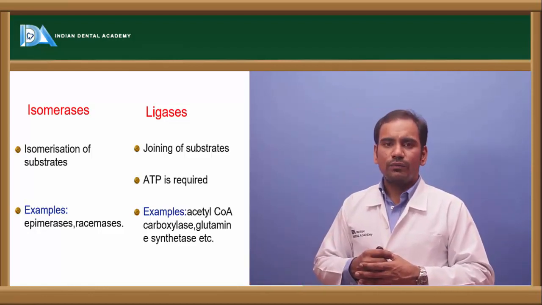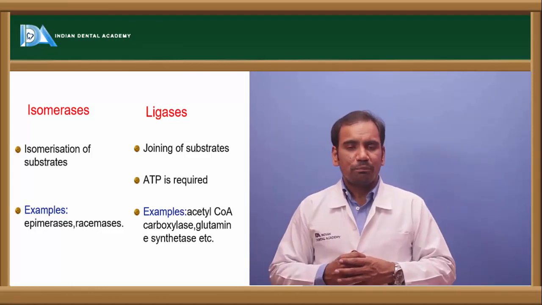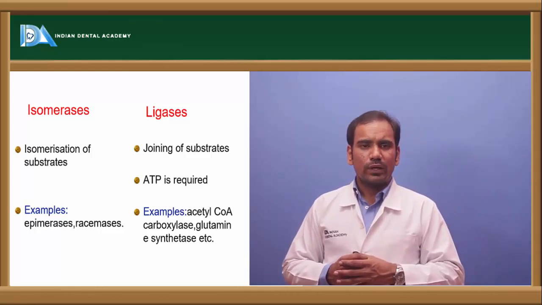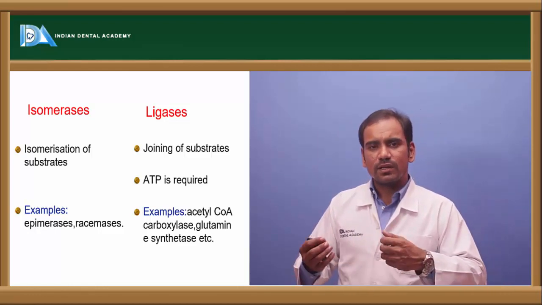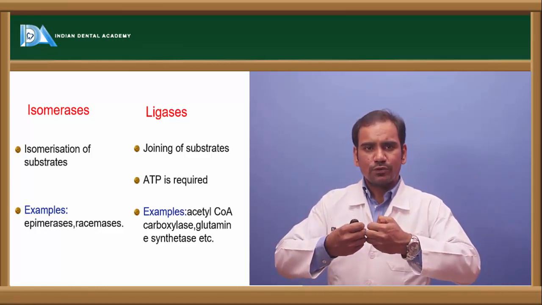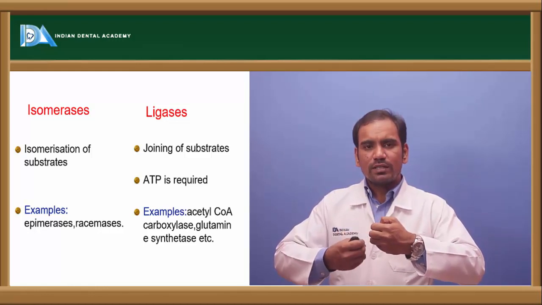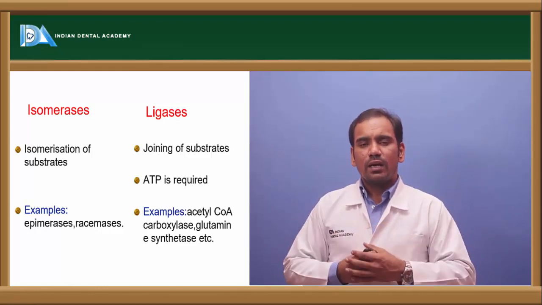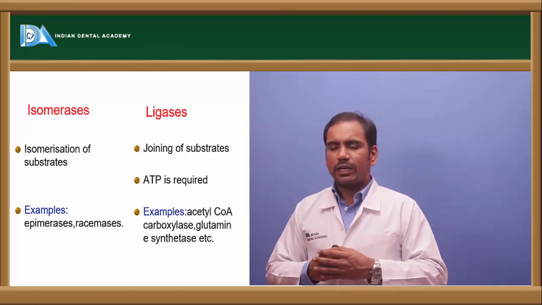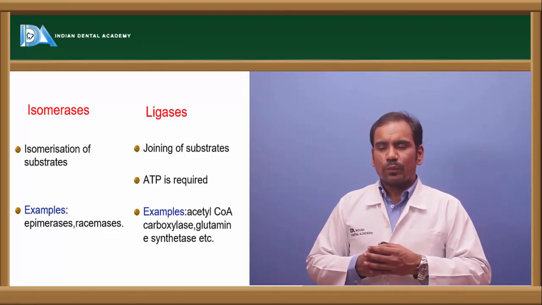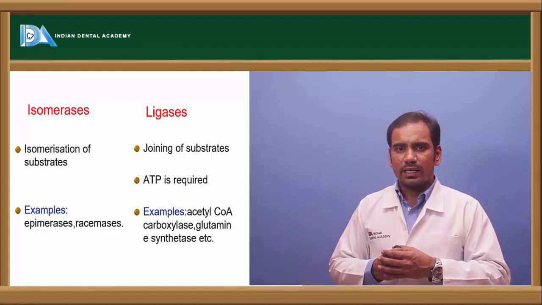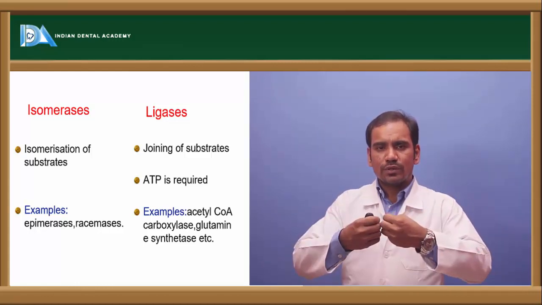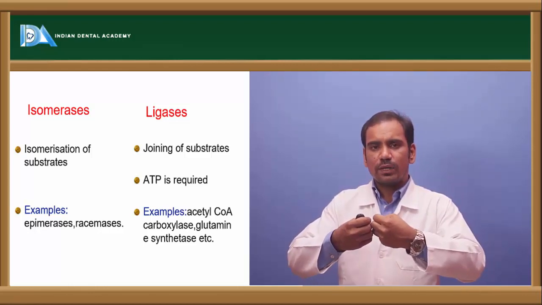So this is the fifth class. Now coming to the last one, ligases. So what are ligases? Ligases are enzymes which catalyze the reactions of linking together two substrates, which requires the supply of energy, and that is supplied by ATP. Right? That is the basic thing that happens in reactions catalyzed by the ligases. They link two substrates, and for that linking it requires energy supplied by ATP.